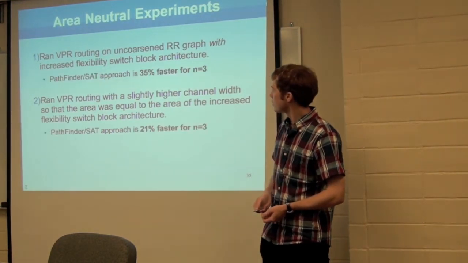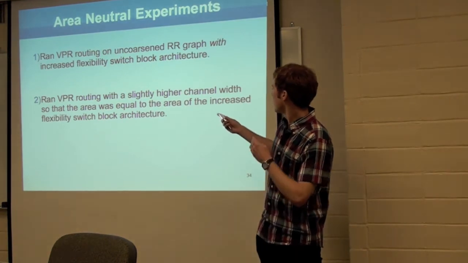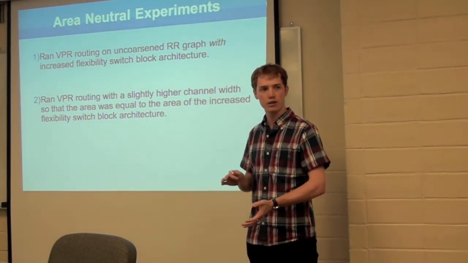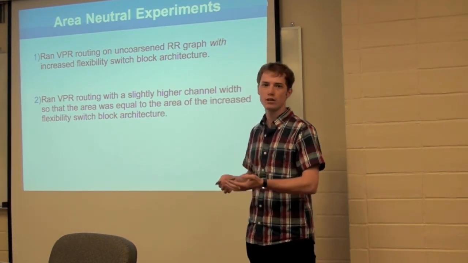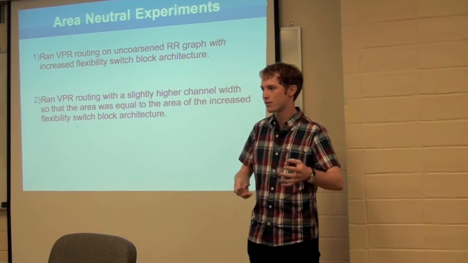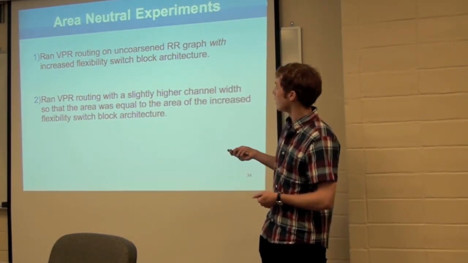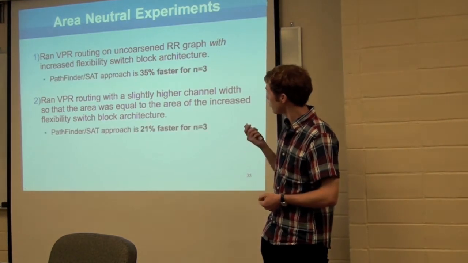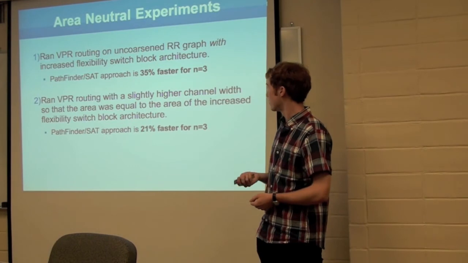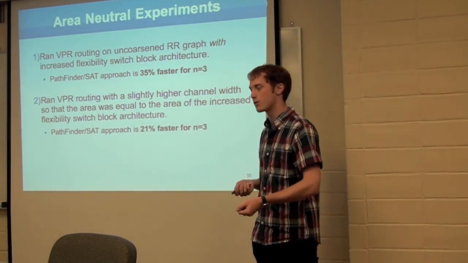Compared against each one of these methods, in the second one, we increased the number of tracks per channel until the area was equivalent to our method. You could equally think of it as decreasing the channel width of our approach until it was the same as the standard architecture. So these are both area-neutral results. In the first one, what's surprising is that there's no change. We still get 35% faster than Pathfinder when it uses the modified switch block.